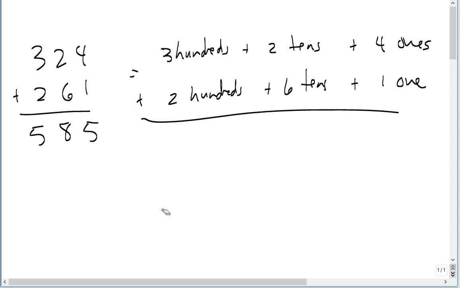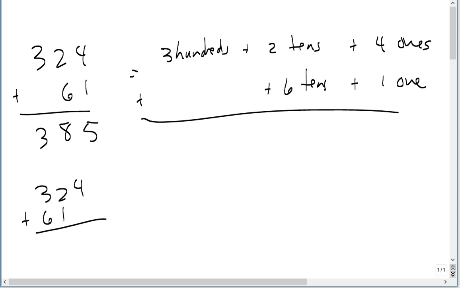But if the number had been something like just 61, this is a common mistake for kids. They think that, you know, everybody tells them to line things up on the left, they think that 324 plus 61 might be lined up like that, but it doesn't, because this is 6 tens and this is 3 hundreds, and 3 hundreds plus 6 tens is the arithmetic equivalent of a polynomial, a multiple number thing. It's 360. It's not 9 of anything.